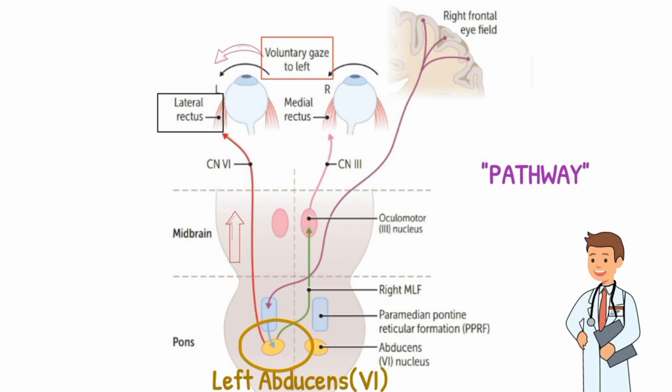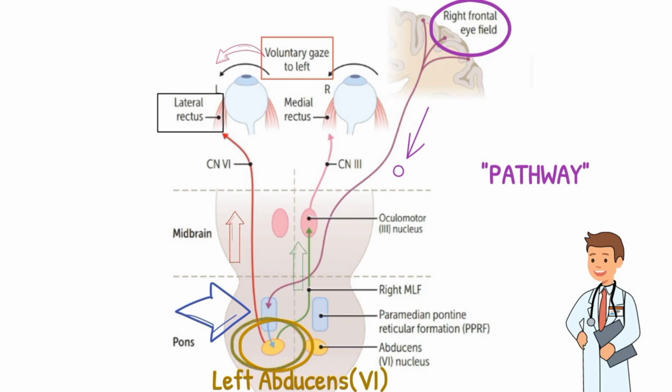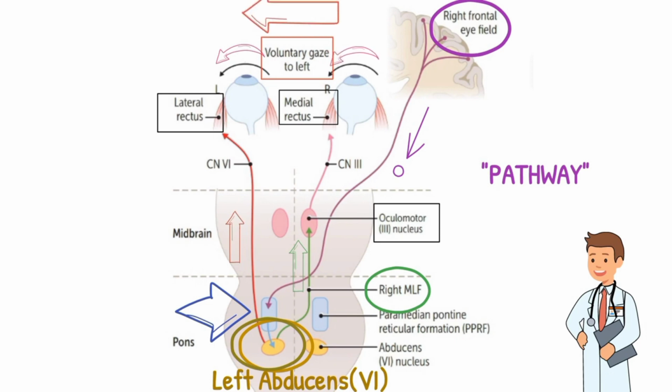Now for conjugate movement of the right eye, the right frontal eye field starts firing impulses towards the paramedial pontine reticular formation, that is the PPRF of the contralateral side. This left PPRF sends impulses to the abducens nucleus. The abducens nucleus then sends impulses to the nucleus of the oculomotor nerve on the contralateral side through the right medial longitudinal fasciculus. The oculomotor nerve supplies the medial rectus. The contraction of the medial rectus moves the eye to the left side, that is the same direction as that of the left eye.